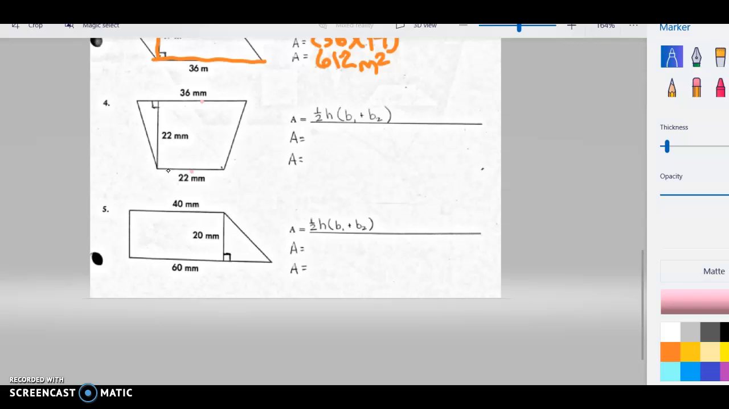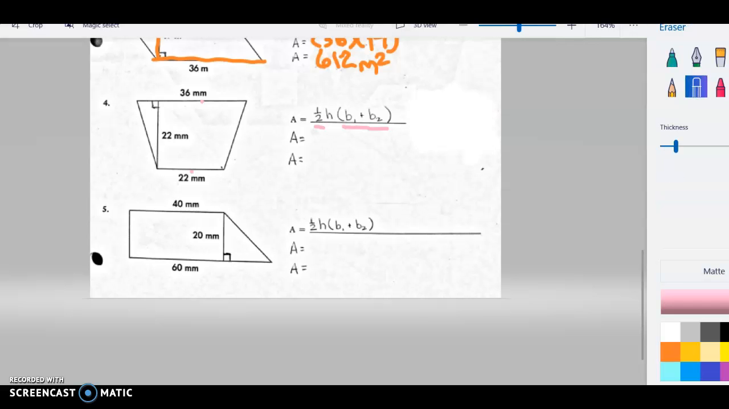So the way that you get around that is you find the average of those 2 bases. And that's what you're going to multiply by the height. In the formula, it's showing you're finding the average because you're adding them and then multiplying by a half, which is the same thing as adding the base plus the base and then dividing by 2.